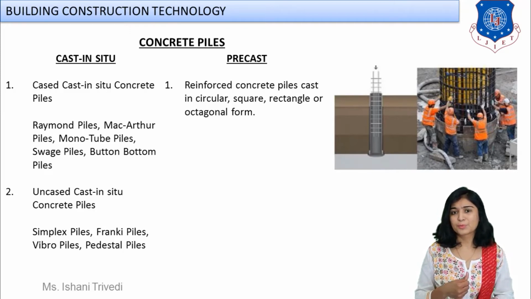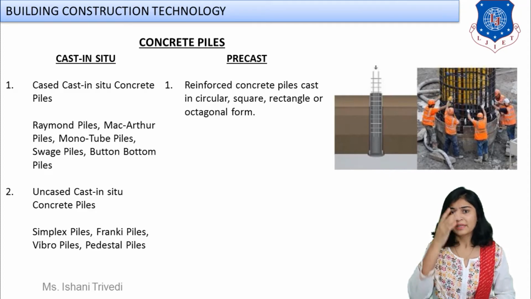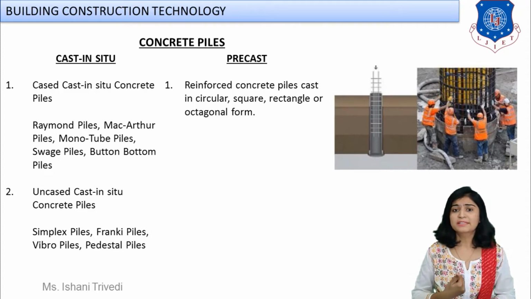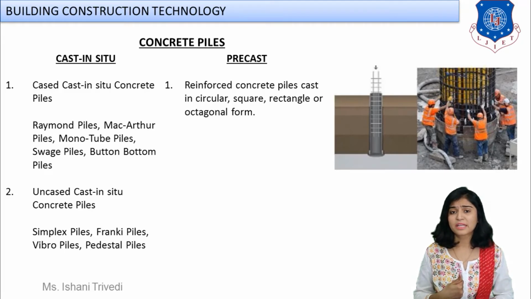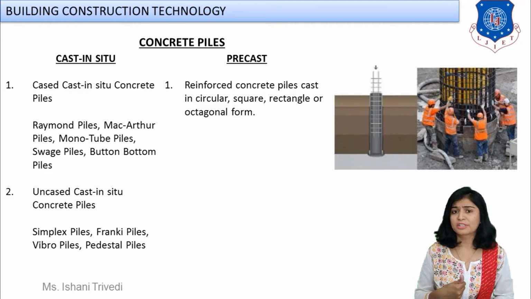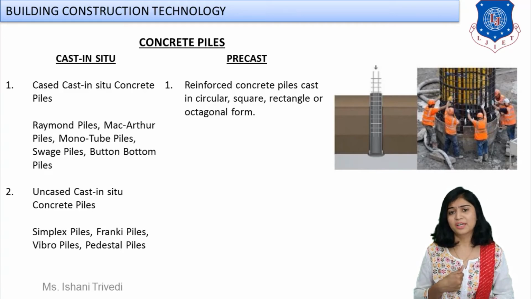If the casing is provided and it rests permanently with your pile member inside the ground, then it will be a cased cast in situ concrete pile. And next, if you remove this casing, right, if you are not letting this casing stay permanently in the ground, you are removing it once the concreting work is done, then it will be an uncased cast in situ concrete pile. Now further, the cased and uncased will be divided, which we are going to study.